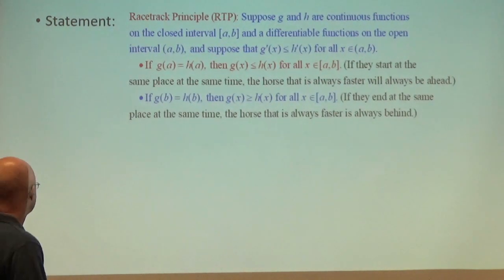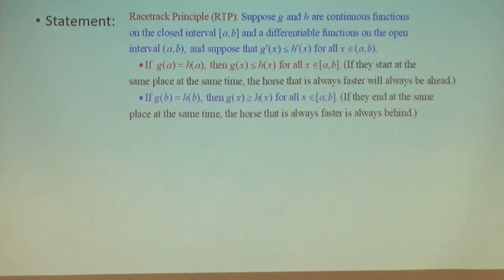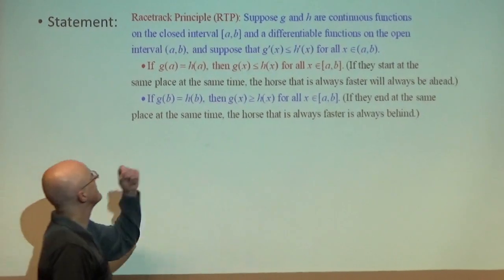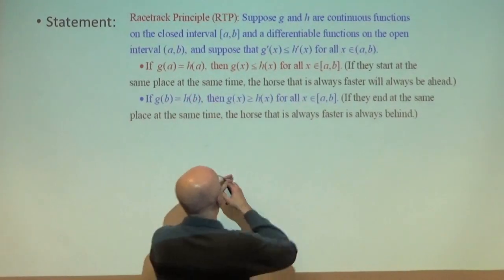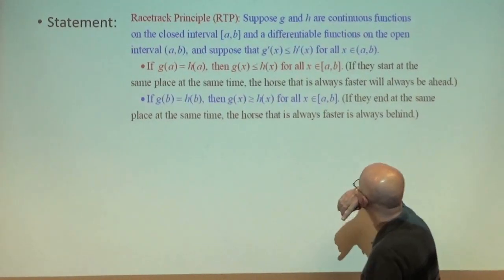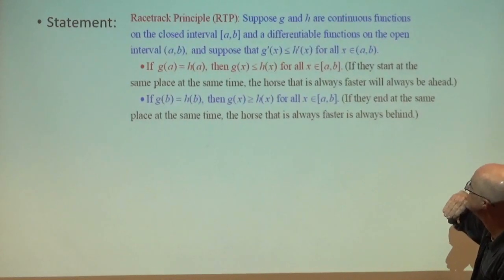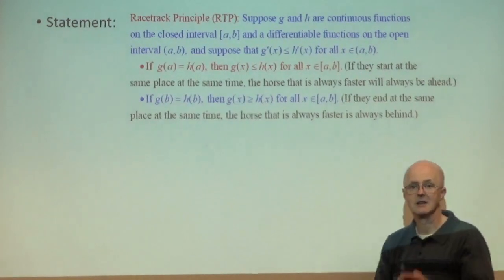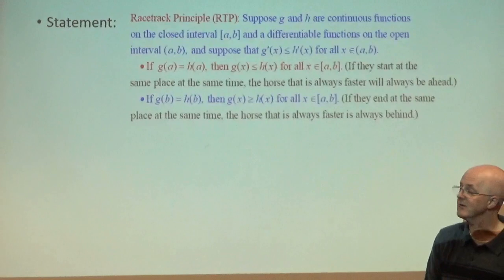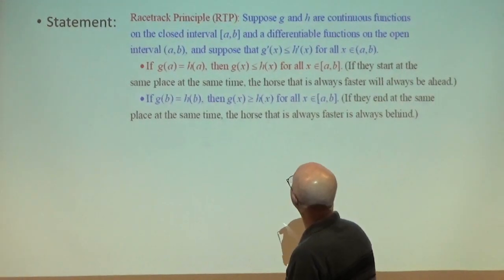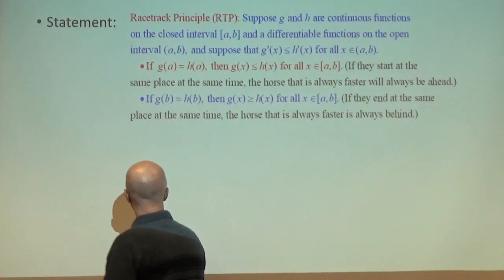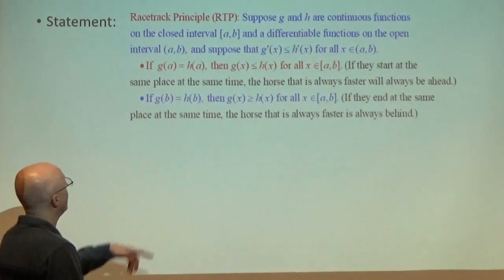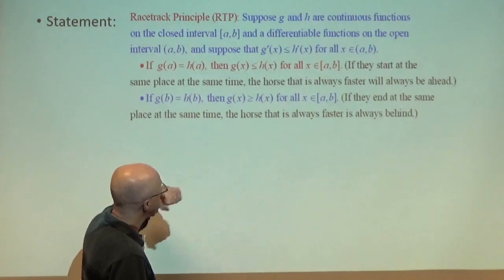The first bullet point says, if the function's values at the left endpoint a are the same, if g of a equals h of a, and the derivatives always satisfy this inequality up in the top paragraph. I'm assuming that for both bullet points. So g prime is less than or equal to h prime at any value of x. The slope of g is always less than the slope of h at any given value of x. Then g will always be less than h for the first bullet point. On the other hand, if g of b equals h of b, then g of x is always greater than or equal to h of x.